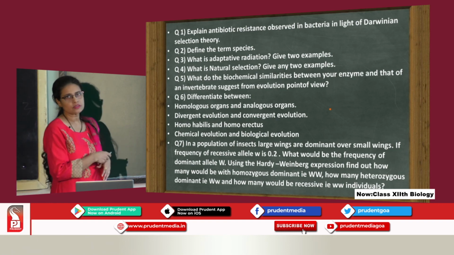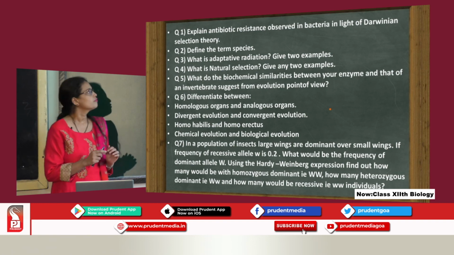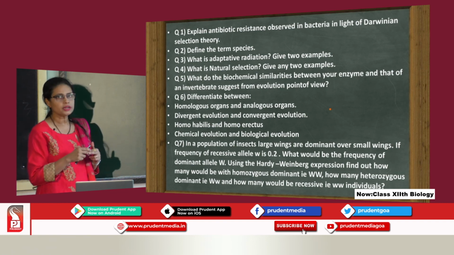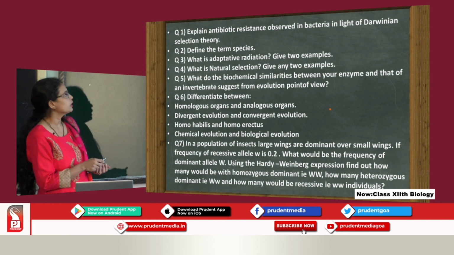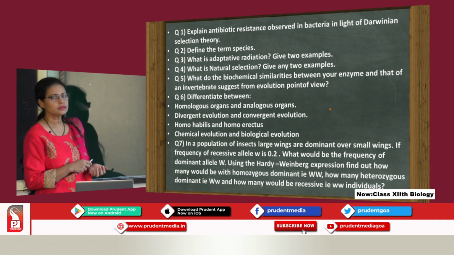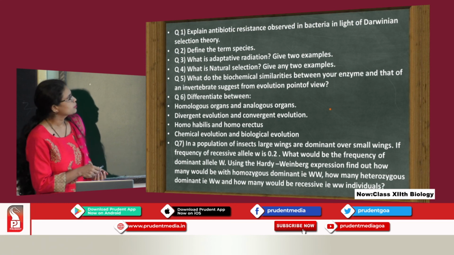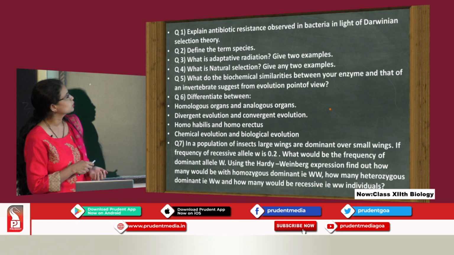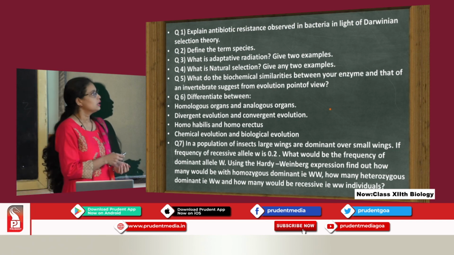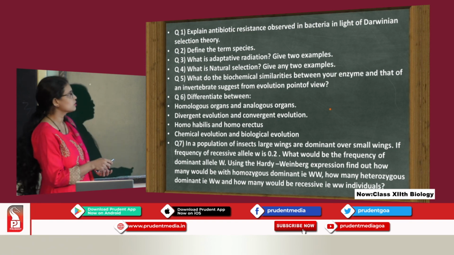Define the term species. Species are a group of individuals with similar features. They are capable of interbreeding with each other and producing fertile progeny. This is a direct question. Adaptive radiation with examples, you can find in the slides. Natural selection is also a direct question. What do the biochemical similarities between our enzyme and that of an invertebrate suggest from the evolution point of view? I have given the example of salivary amylase. It only shows common ancestry.